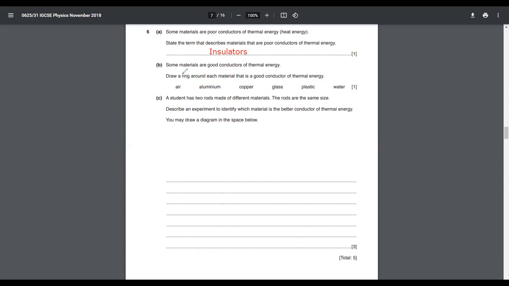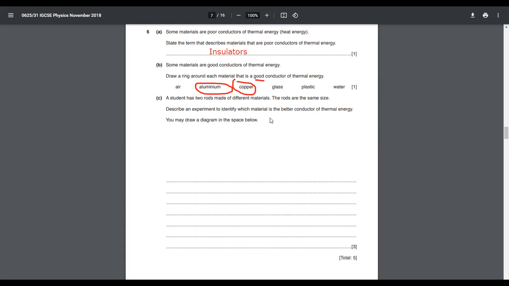The second thing is to show which materials conduct thermal energy. Draw a ring around the materials that are good conductors of energy, which will be aluminum and copper. Then a student has two rods made of different material. The rods are the same size. Describe an experiment to identify which material is the best conductor of thermal energy.